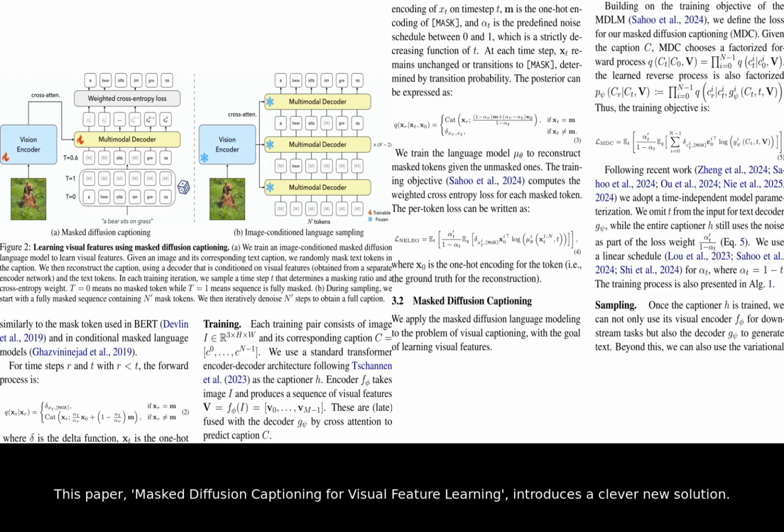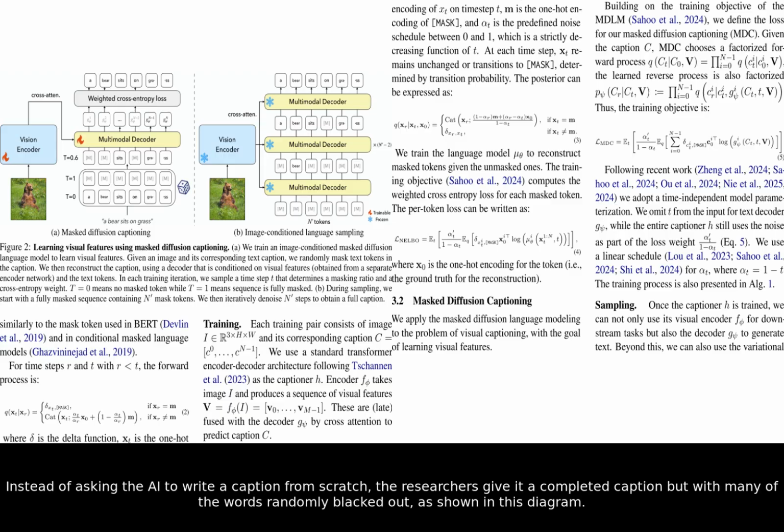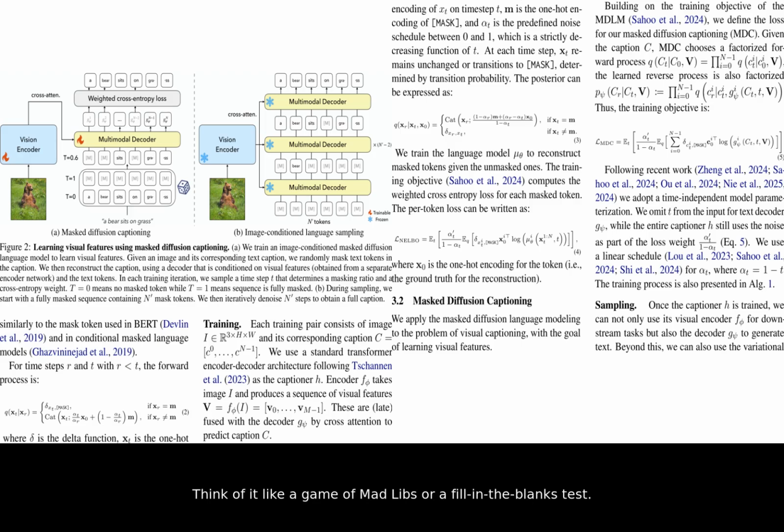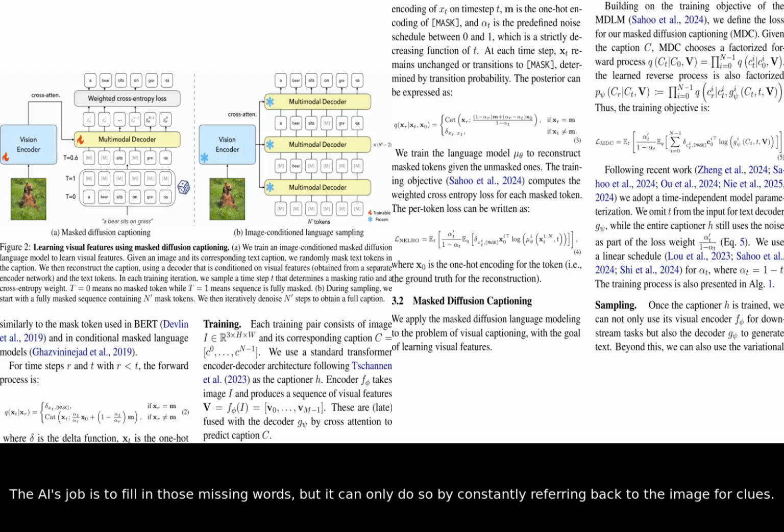This paper, Masked Diffusion Captioning for Visual Feature Learning, introduces a clever new solution. Instead of asking the AI to write a caption from scratch, the researchers give it a completed caption, but with many of the words randomly blacked out, as shown in this diagram. Think of it like a game of Mad Libs or a fill-in-the-blanks test. The AI's job is to fill in those missing words, but it can only do so by constantly referring back to the image for clues. This method is called Masked Diffusion Captioning, or MDC for short.